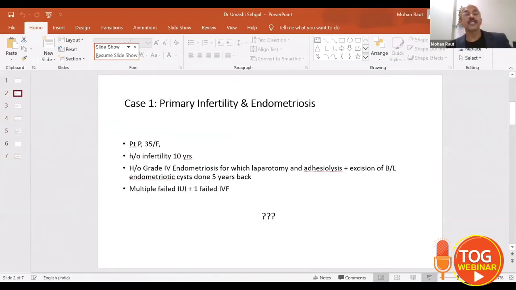This is our first case, a case of primary infertility with endometriosis. Patient P, 35-year-old, with history of infertility for 10 years, history of grade 4 endometriosis, for which laparotomy with adhesiolysis and excision of bilateral endometriotic cyst was done 5 years back. She was unable to conceive. Multiple IUIs failed, and one failed IVF. Now, what should be done, or what has Dr. Urvashi done for this patient? Over to Dr. Urvashi.